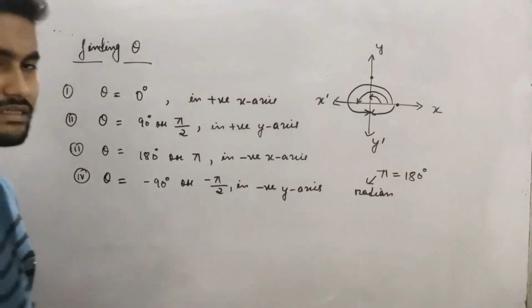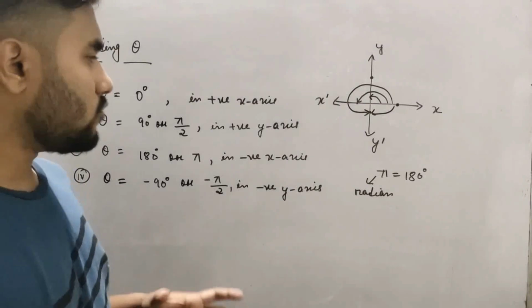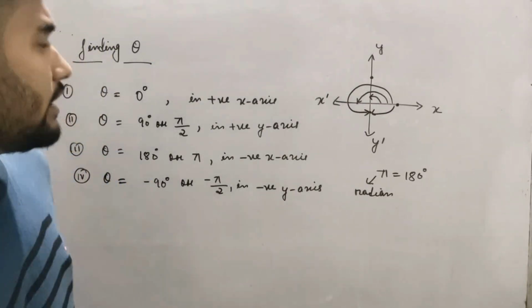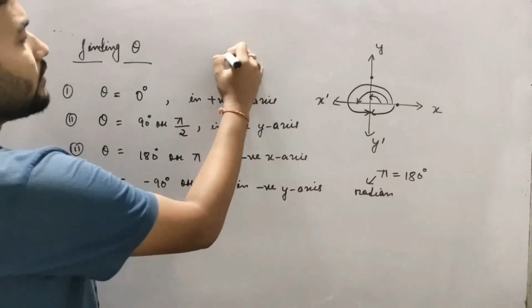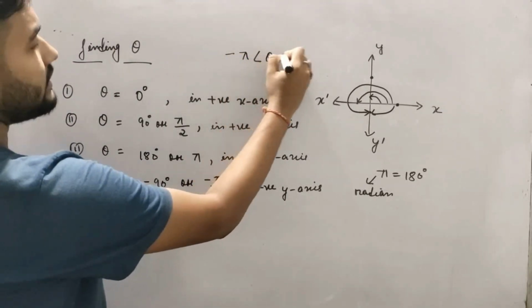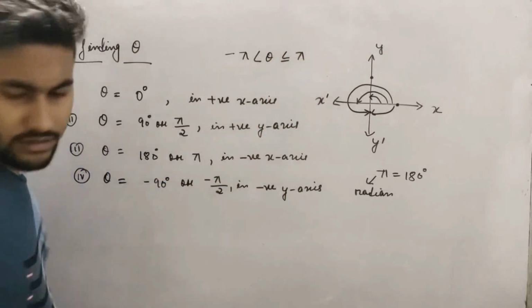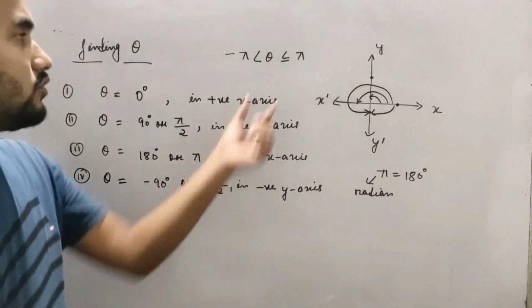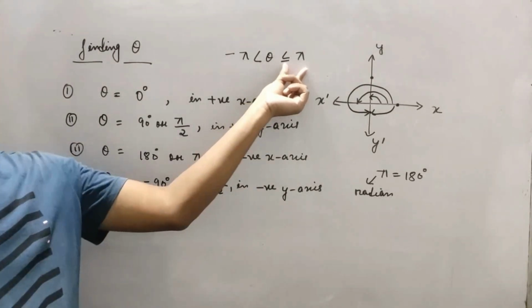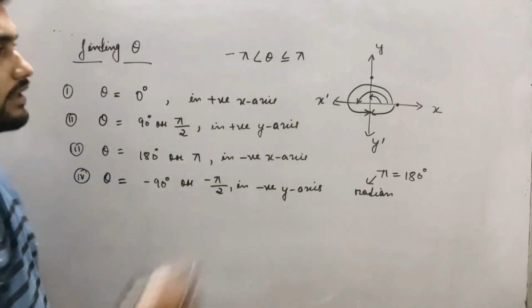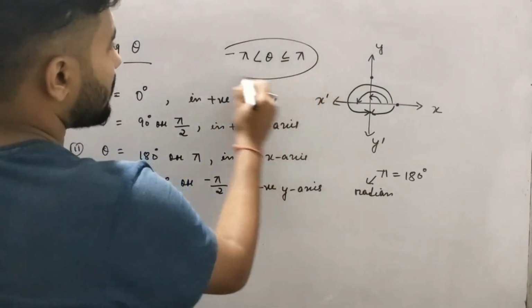And remember, while discussing theta, while discussing the argument, as I said, we will consider the principal value. And that principal value will lie in this interval, minus pi to pi. Let me check once. I think it is minus pi to pi. That is, greater than minus pi and less than or equal to pi. So this is the interval that we are considering.